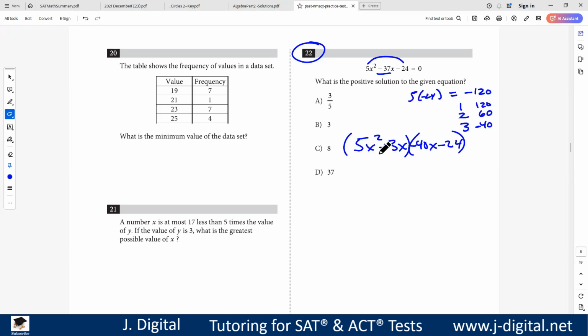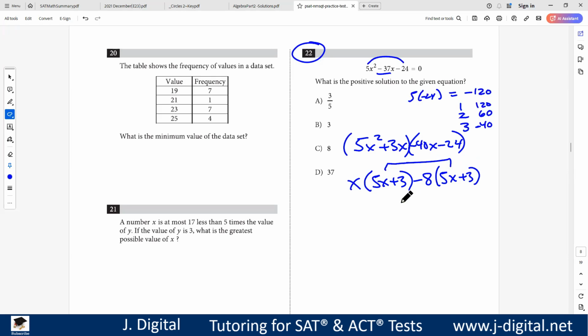We want to take out the greatest common factor of each one. So for 5x squared plus 3x, the greatest common factor there is just x. That leaves 5x plus 3. Over here, we can factor out an 8. So I'm going to take the 8 out, which gives us 5x plus 3 again here. Okay, if these two are the same, that lets you know that you did it correctly.